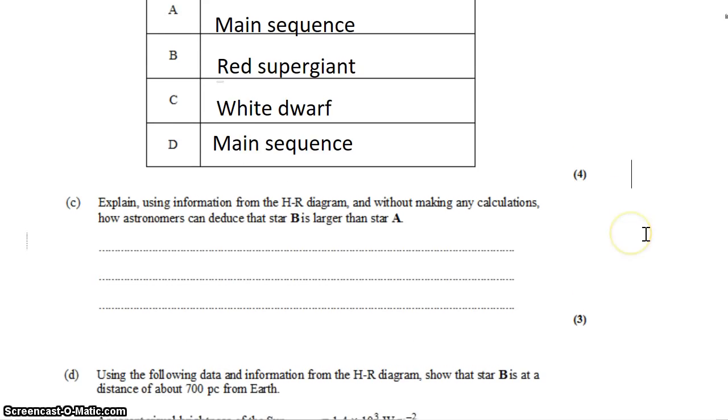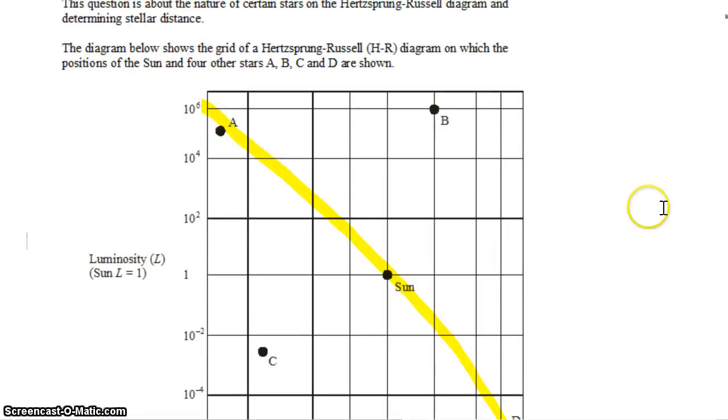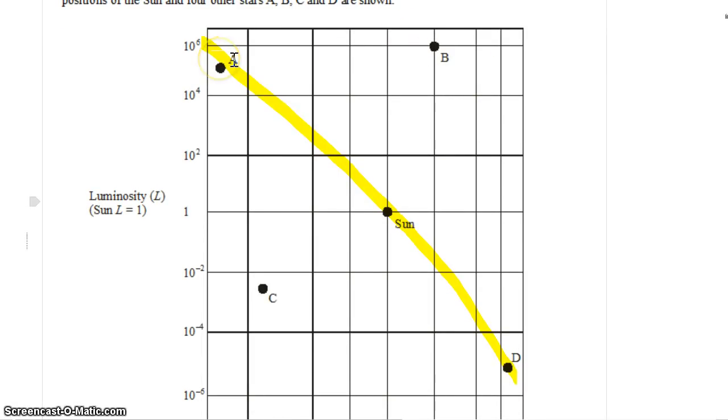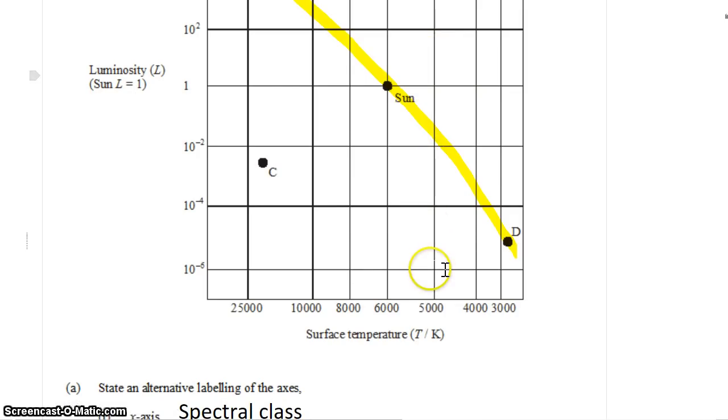All right. Explain, using information from the HR diagram and without making calculations, how astronomers can deduce that star B is larger than star A. So presumably, star B is larger than star A. Well, the first thing that I notice is that star B has almost the same luminosity as star A. Oh, well, by almost, I mean about 10 times more, but I guess they're similar. So B is more luminous than star A. But at the same time, B is much cooler than star A.